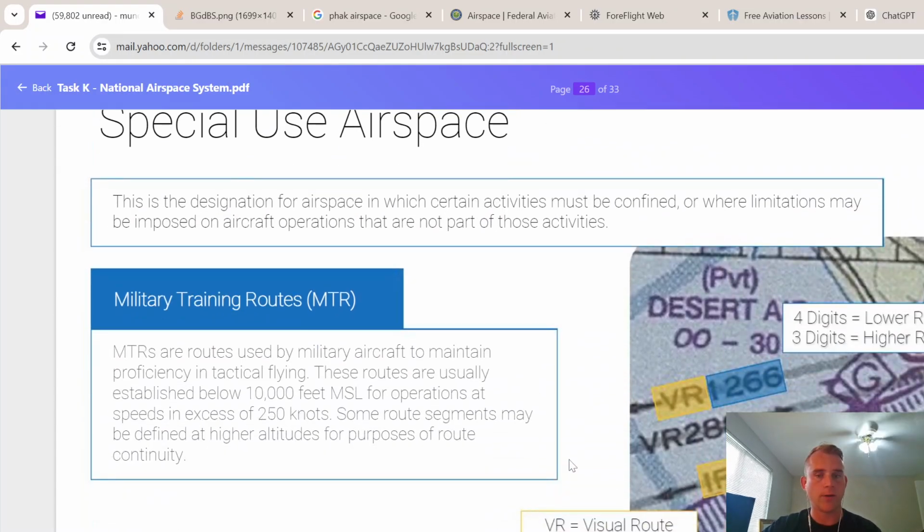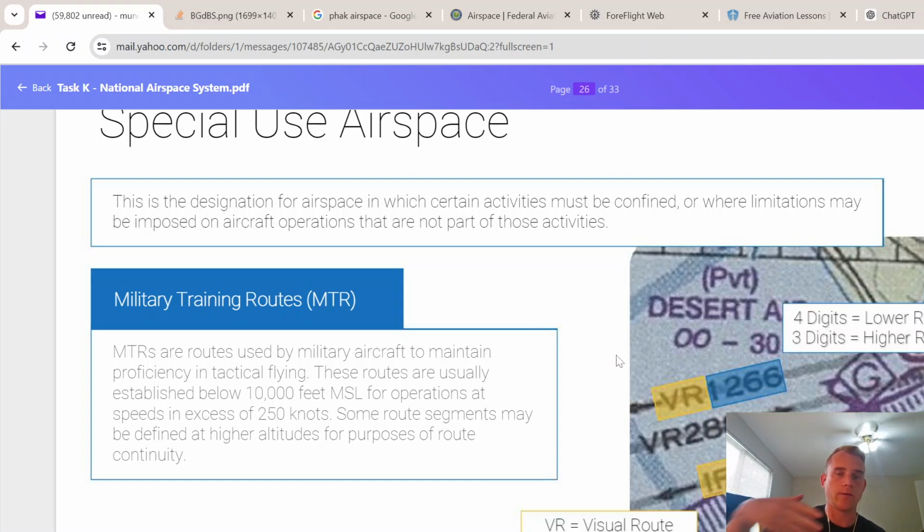Military training routes. These are just routes that the military uses to train on. All you need to know is that when you go on a sectional chart and you see VR, that means visual route, and there's a 4-digit identifier code that comes after that. If it is 4 digits, that means it's 1,500 feet AGL and below. I don't know why. And if it's 3 digits, that means it's above 1,500 feet. Things in the military don't make sense. This is one of them. Instrument training route. So it's going to be IR with a 3-digit identifier, which means it's above 1,500. If it was a 4-digit, it'd be under 1,500.